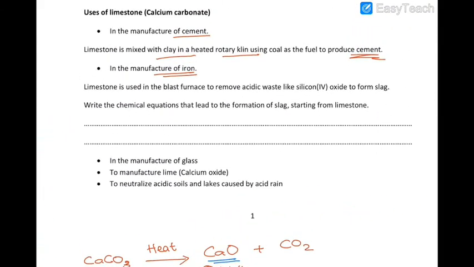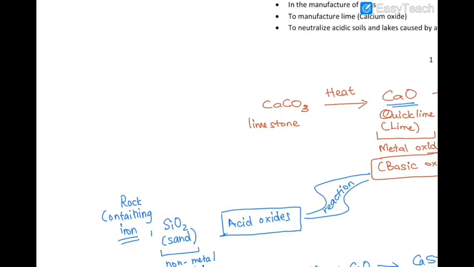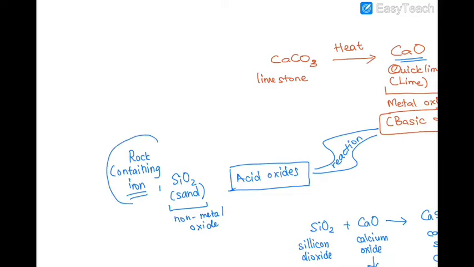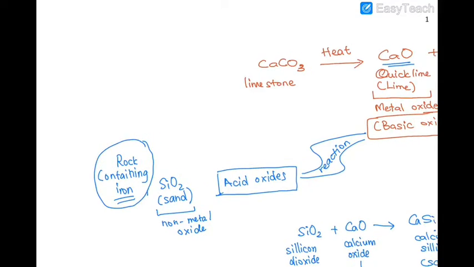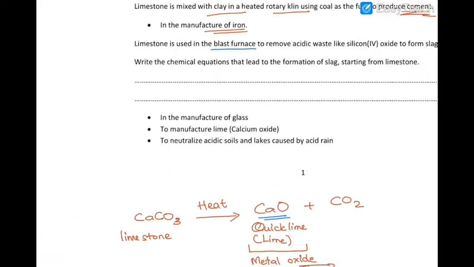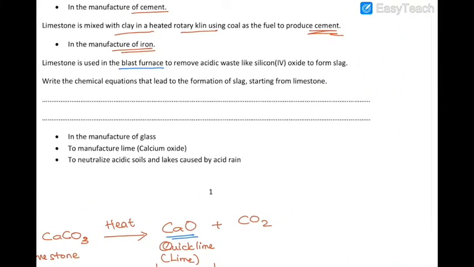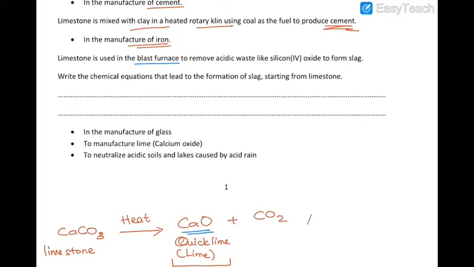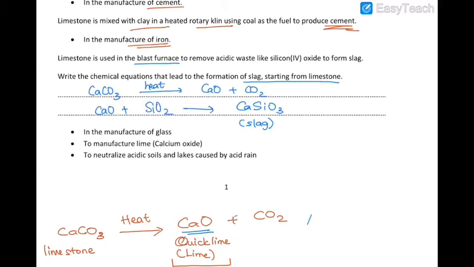The blast furnace is a structure in which the rock containing iron is put inside, and where you have the reactions that will take place in order to produce molten iron. So you have to write the chemical equations that lead to the formation of slag starting from limestone. So these are the equations.